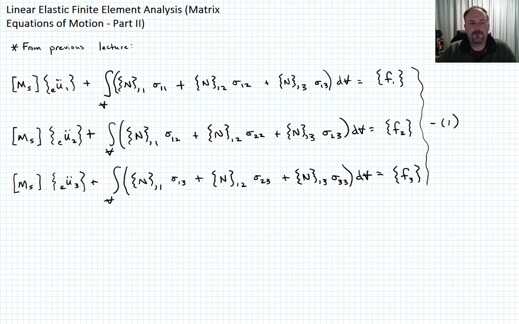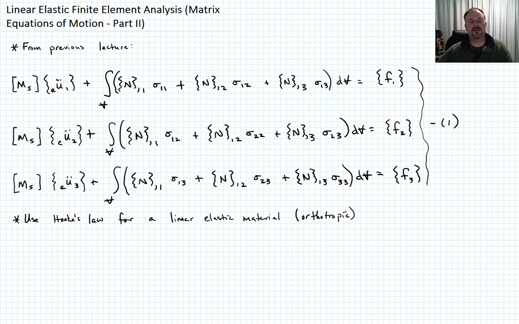So what we're going to do to carry this forward is assume an orthotropic material and use Hooke's law for a linear elastic material to define this. Okay, so let me write that down. Okay, so here we go. We're going to use Hooke's law for a linear elastic material. And in this case, we're going to say it's orthotropic. And what that means is that it can be uniquely defined by 9 elastic coefficients.